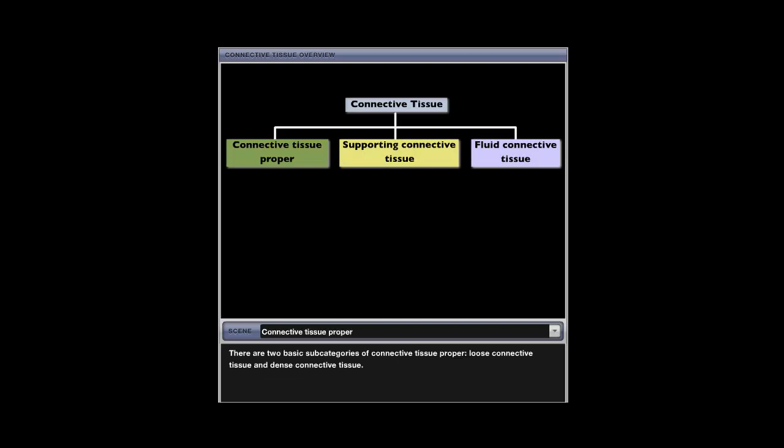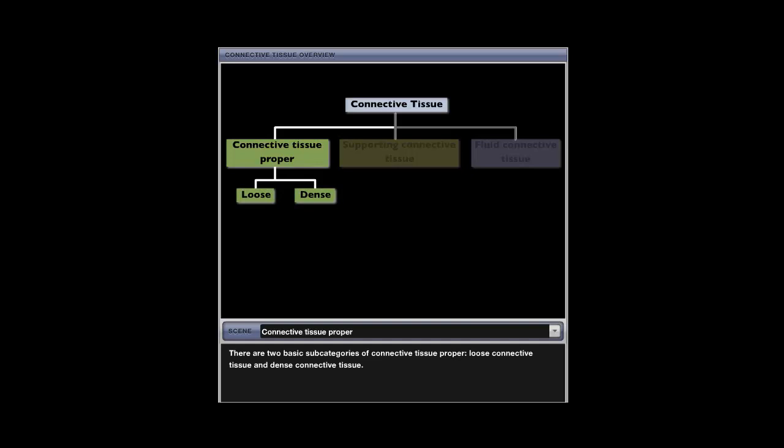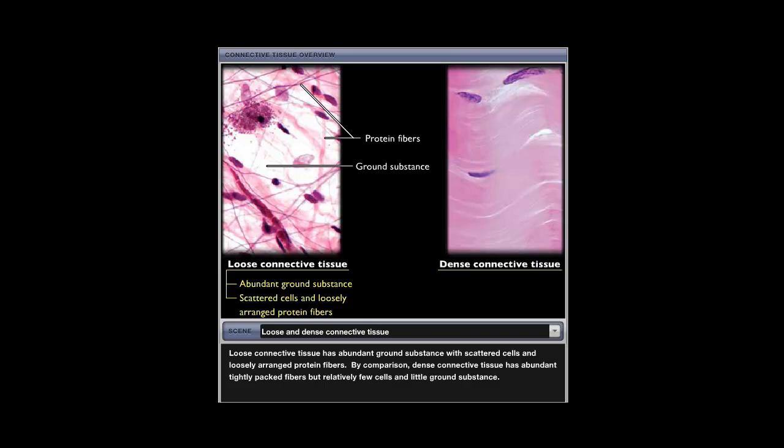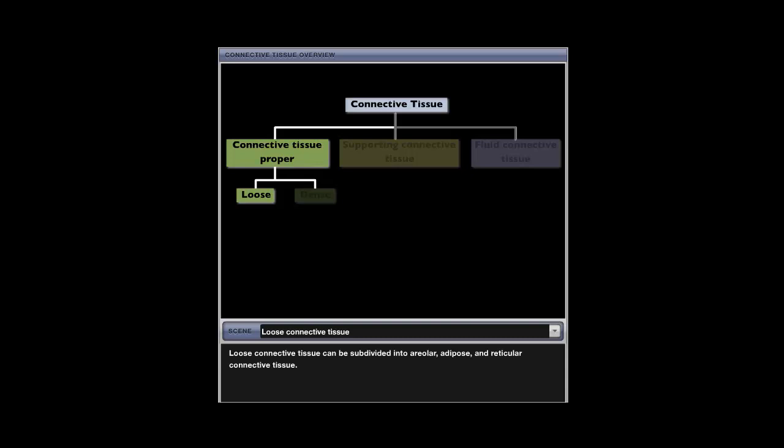There are two basic subcategories of connective tissue proper: loose connective tissue and dense connective tissue. Loose connective tissue has abundant ground substance with scattered cells and loosely arranged protein fibers. By comparison, dense connective tissue has abundant, tightly packed fibers, but relatively few cells and little ground substance. Loose connective tissue can be subdivided into areolar, adipose, and reticular connective tissue.